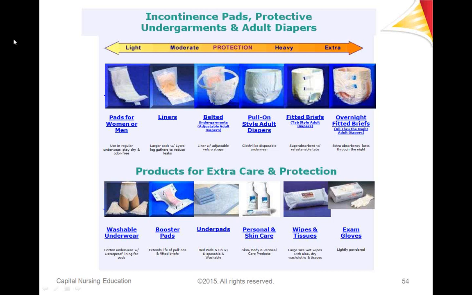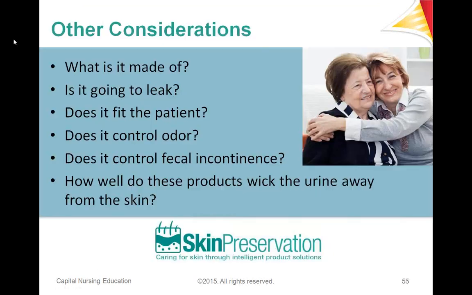So there are many, many things to take into consideration when you're trying to help patients with pads or protective undergarments for incontinence. Also be aware that some incontinence garments do not support fecal incontinence. In other words, they're only produced for urinary incontinence, so you want to make sure if your patient has fecal incontinence that you pick the appropriate pad.